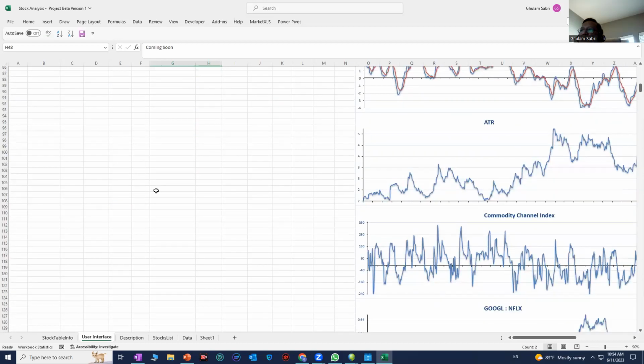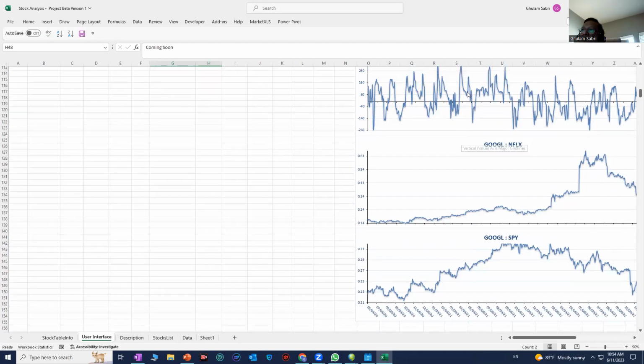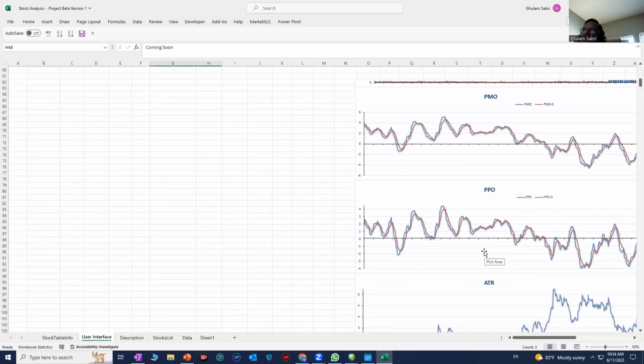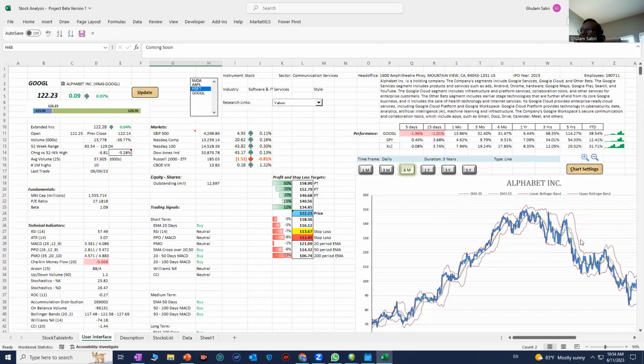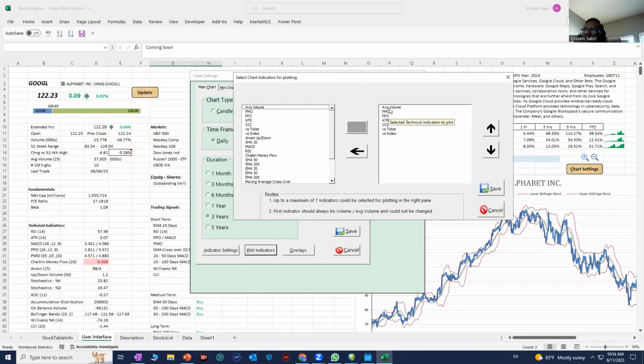Now, coming back to this, I can choose whatever indicator I want to see in these small charts here, not just 5 or 6. If you go to the chart settings, indicator settings, plot indicators, you can choose indicators of your choice. Right now these are selected: average volume, which will always be up there, then PPO, performance versus ticker, and performance versus index. But for example, I want to change the ticker and compare it with another ticker.